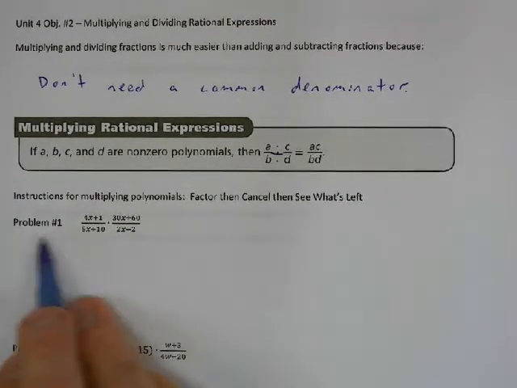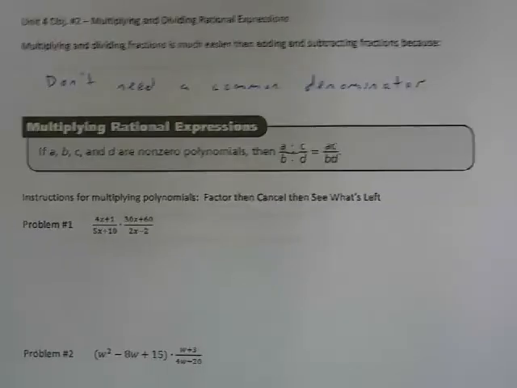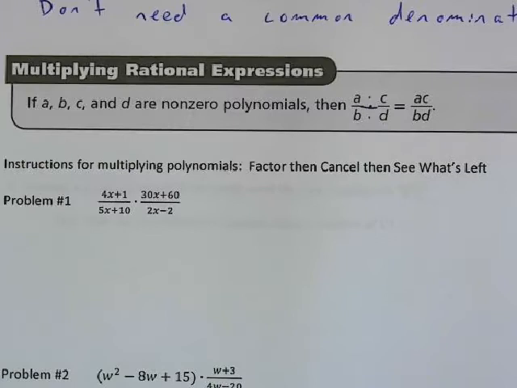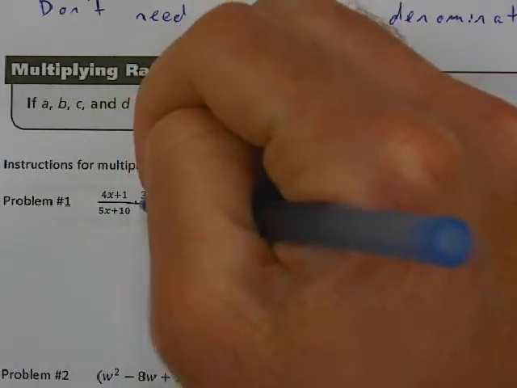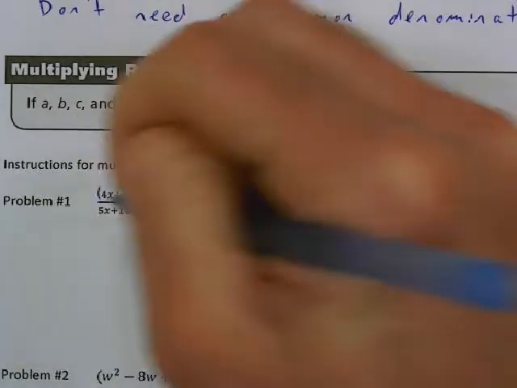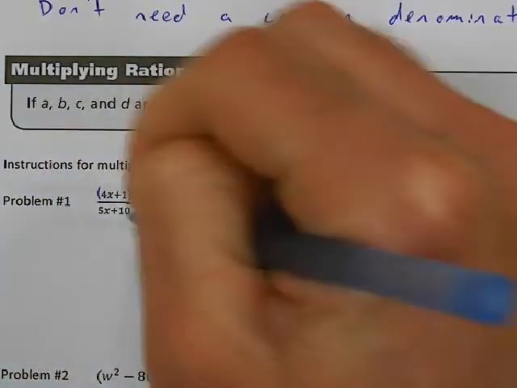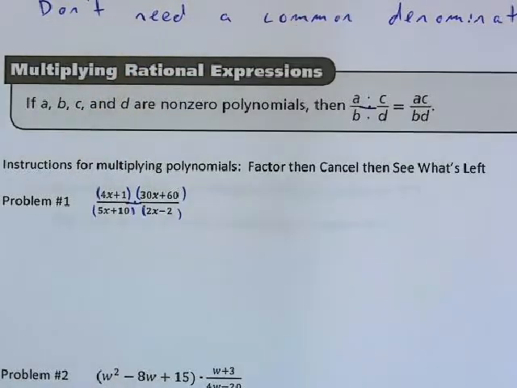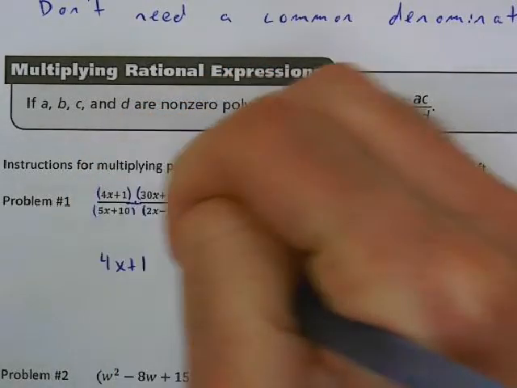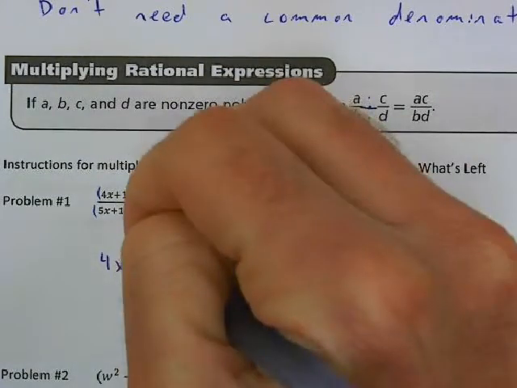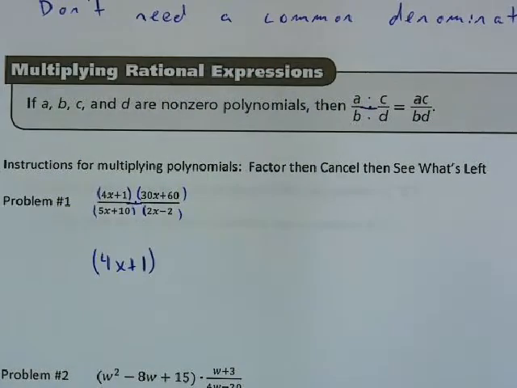Okay, so for problem number one, let me zoom in. Those numbers are written kind of small. We got 4x plus 1 over 5x plus 10 times 30x plus 60 over 2x minus 2. Basically, I can connect those. I've got the product of these two things on top and the product of these two things on bottom. Then I would just want to reduce whatever I can. Well, before I reduce, we're going to need to factor some stuff. So 4x plus 1, I can't factor that, so we'll leave that alone.